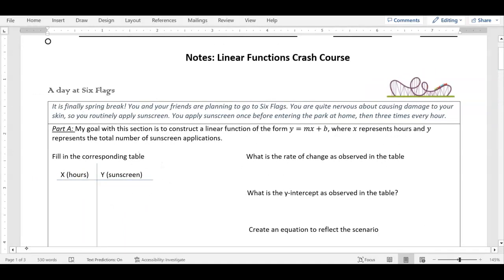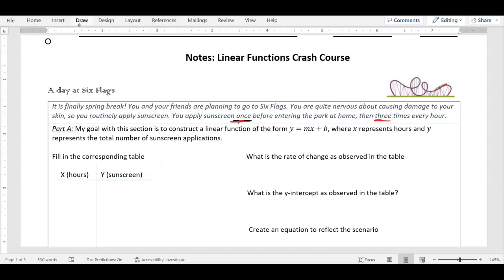All right. So this is the day at Six Flags. So it's finally spring break. You and your friends are planning to go to Six Flags. You're quite nervous about causing damage to your skin, of course, so you routinely apply sunscreen. You apply sunscreen once before entering the park, when you're at home, and then 3 times every hour once you're there. So that's your situation. It's like our warm-up. We got 2 numbers. We're trying to make an equation. Is everyone looking up here?